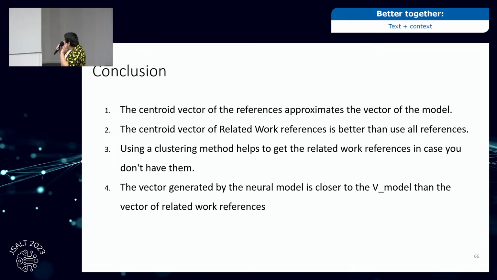The vector generated by the neural model is closer to the B model than the vector of related word references. So we can apply this centroid method on the web.